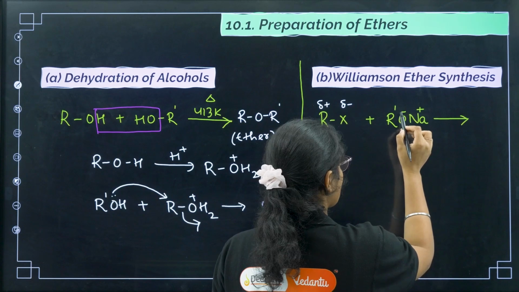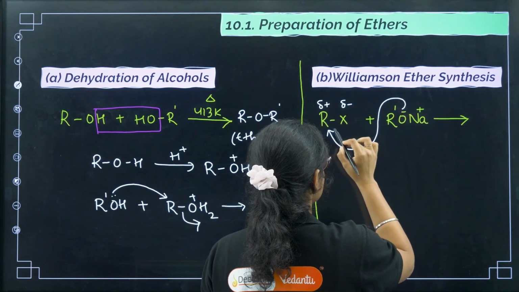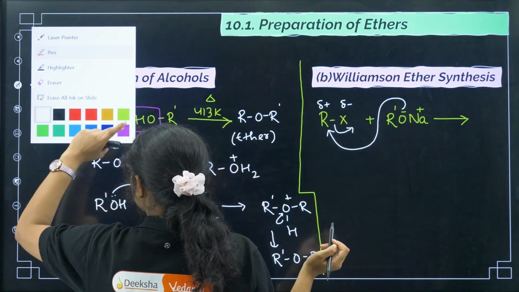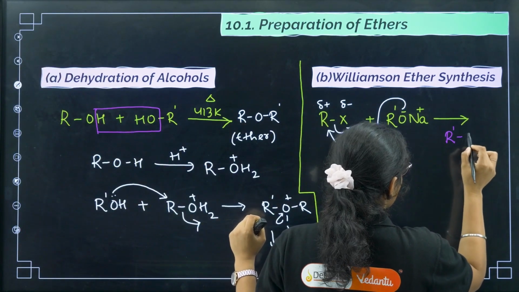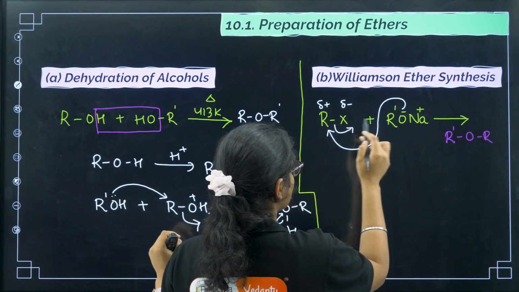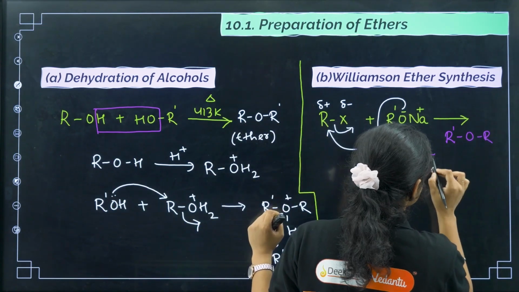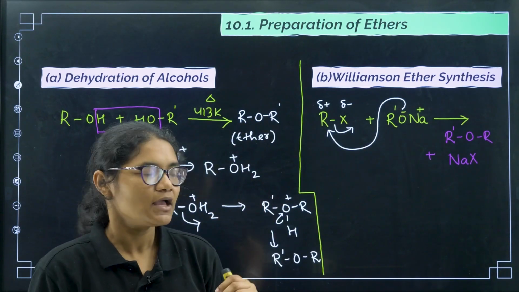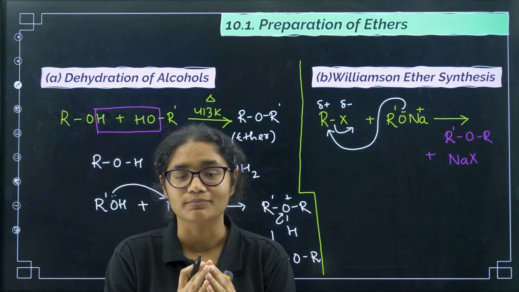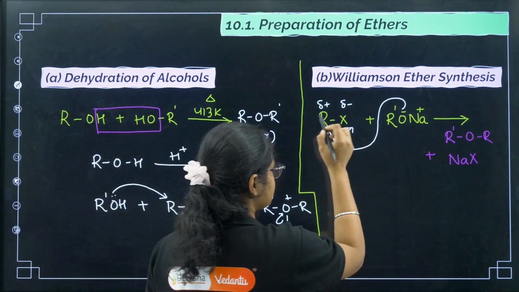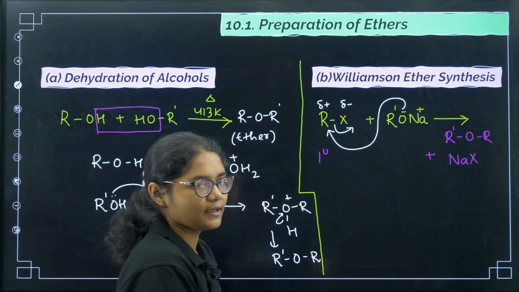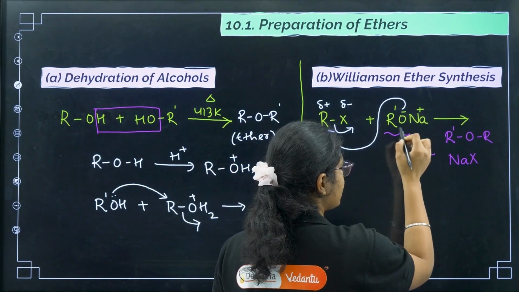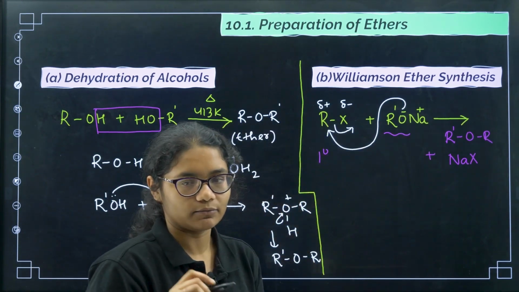Now here what happens? This R dash O minus attacks on this R plus and this X goes out. So what will I get here? We will get R dash OR, and then we have NaX. Now here are some criteria, the conditions that you must remember. First is this RX must be primary. Okay, RX should be taken as primary. Now this R dash can be anything, but this R must be primary. Okay, very very important condition.